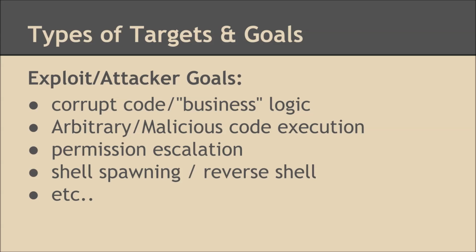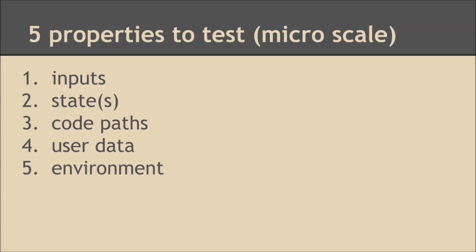And so an attacker's goals are really to corrupt the code logic, to achieve arbitrary code execution, or perhaps to escalate their privileges, perhaps to spawn a shell. We could talk about that all day long, but we'll get to exploitation later. It best behooves us to focus our efforts on five general properties that are useful to test. And these five are going to be on the exam.